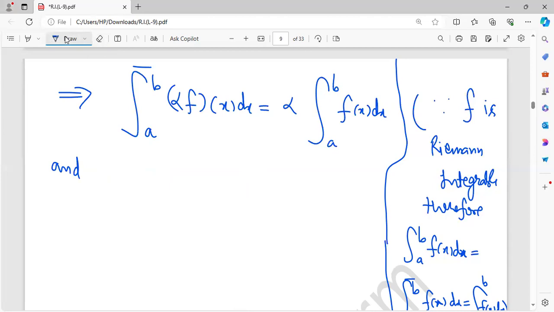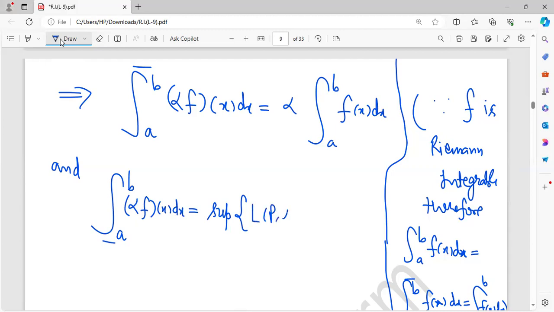Okay. So this will imply the lower integral from a to b of alpha f(x) dx is equal to the supremum of L(P, alpha f), where P is a partition of [a, b].